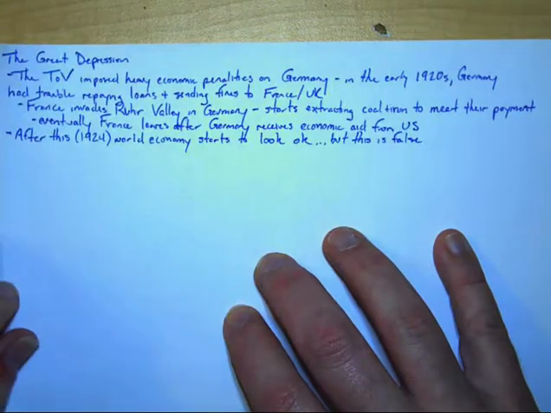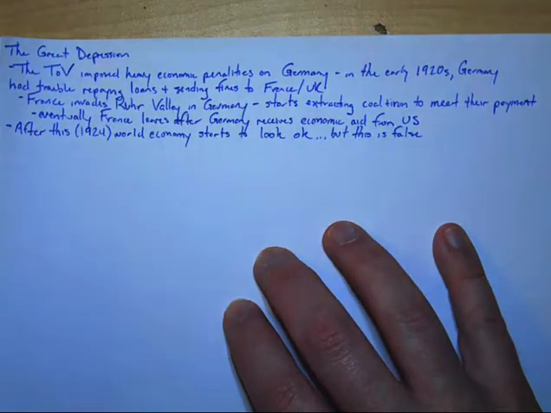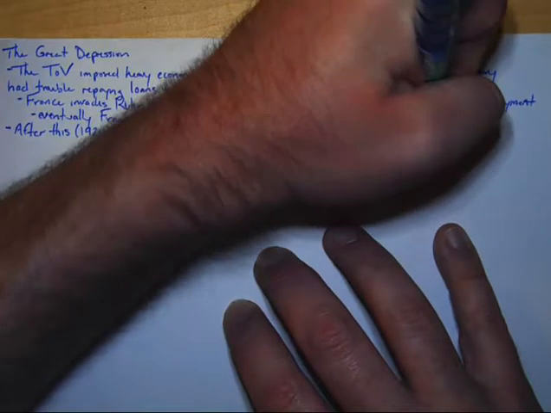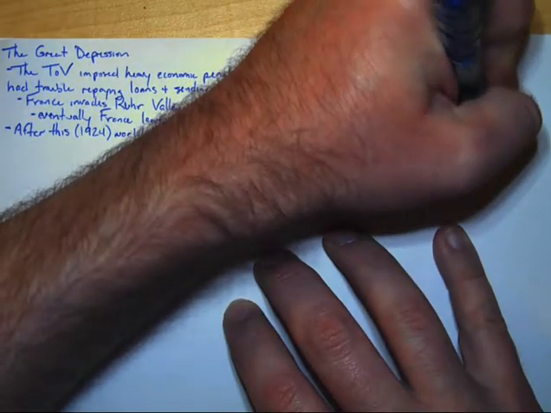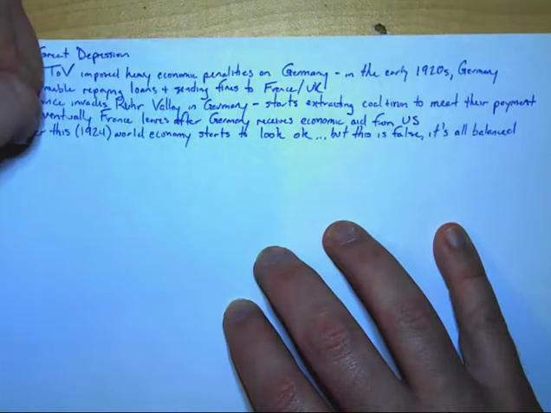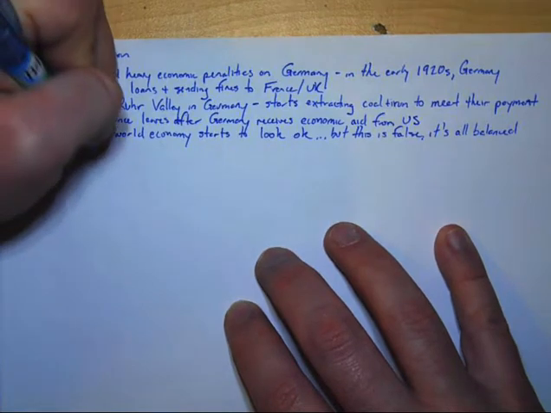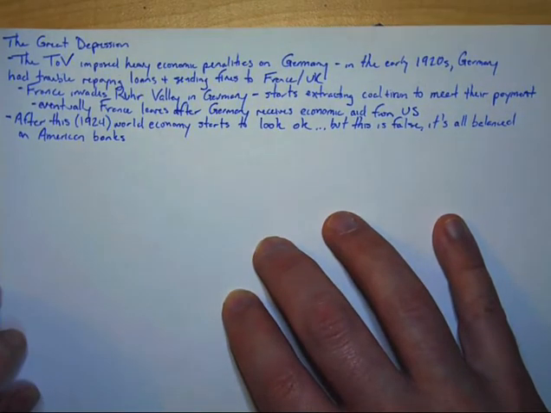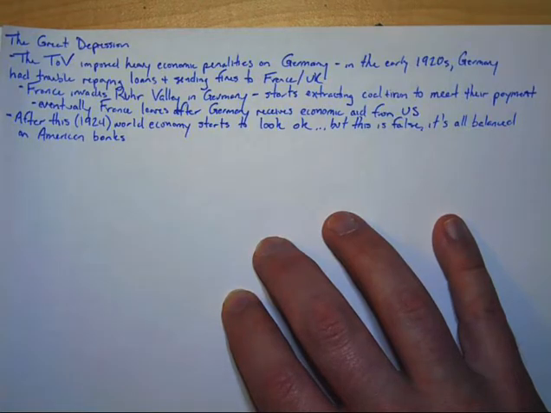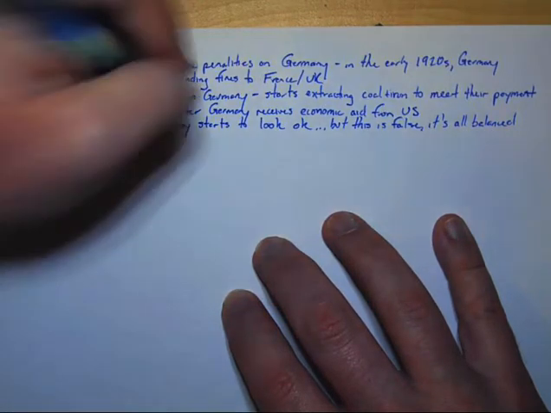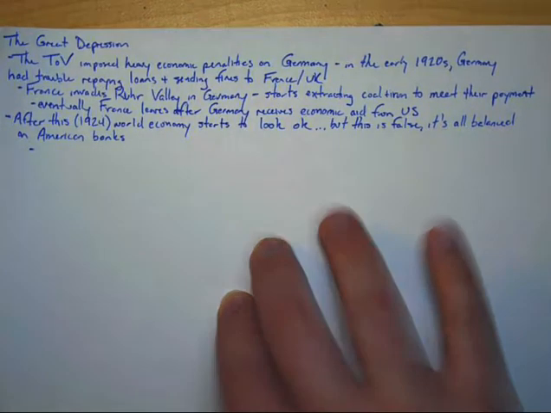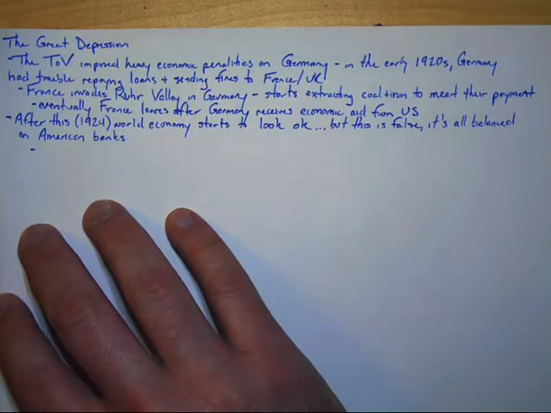The global economy is actually teetering on the edge, and the only thing keeping the economy from collapsing is American loans to European powers. So all of this stuff is balanced on the back of American banks. And so this is how the system looks okay, but actually isn't. So we get this very dangerous economic cycle of loans and repayments.